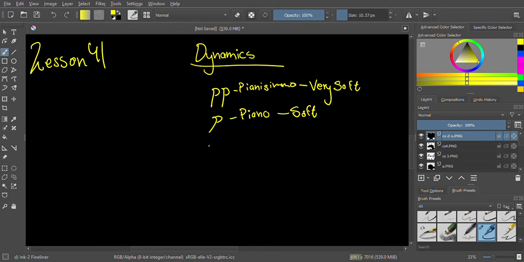The next one is a lowercase m followed by a lowercase p, like this. And this is mezzo piano. What this means is moderately soft. So I'm not loud, but I'm not very soft either. I'm moderately soft, just a bit soft. Maybe something like this.